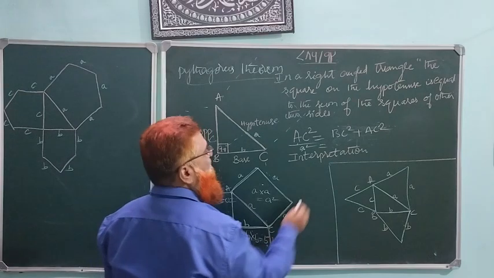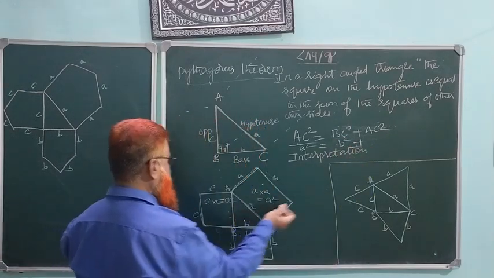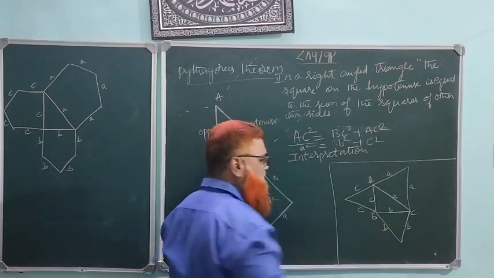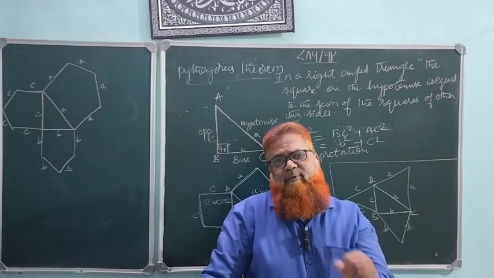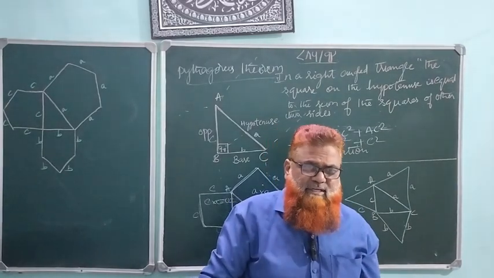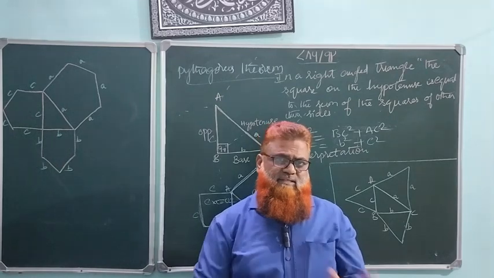What is the area of the BC square? It is equal to B square. What is the area of the AC square? It is equal to C square. This is the geometrical interpretation. This is the geometrical interpretation of the Pythagoras theorem. Did you understand?